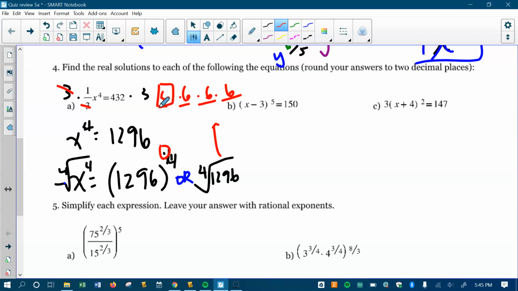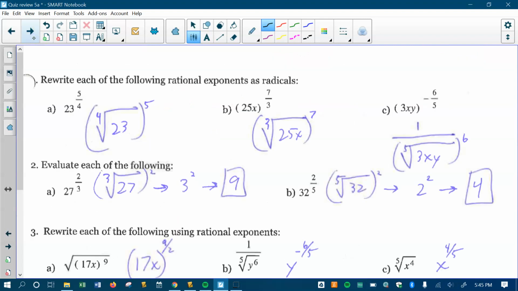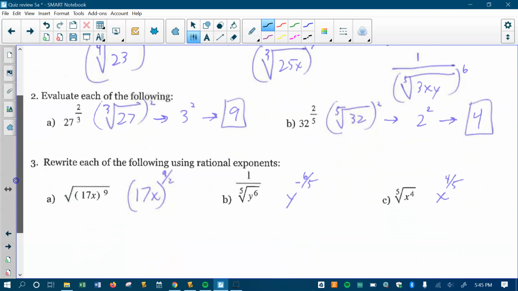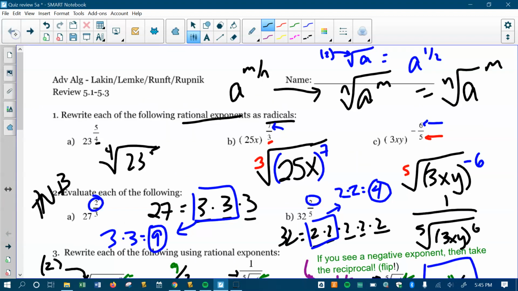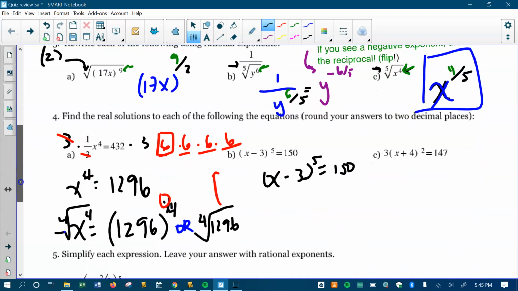For B, we have x minus 3 to the 5th, so let's go on and get rid of that. x minus 3 to the 5th equals 150. Hold on just a second here. Yep. Oh, hey, these are all the answers. I could check myself here. All right, excellent. Okay, so let's just finish up here.